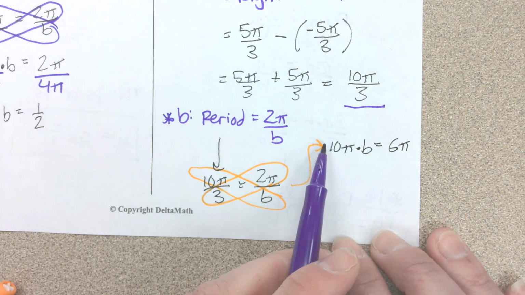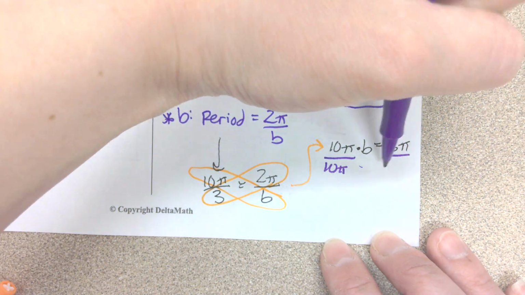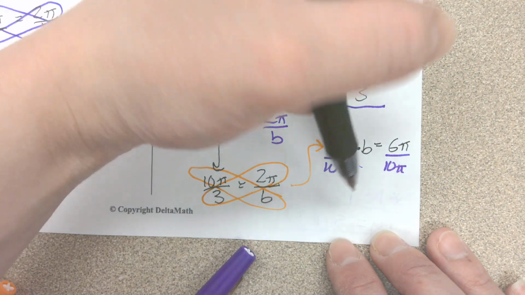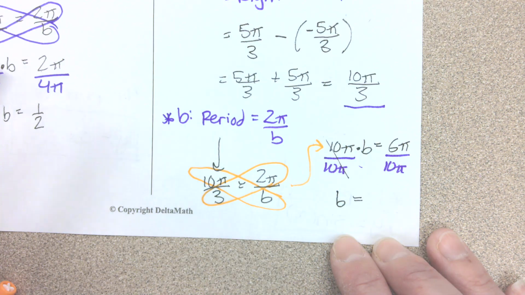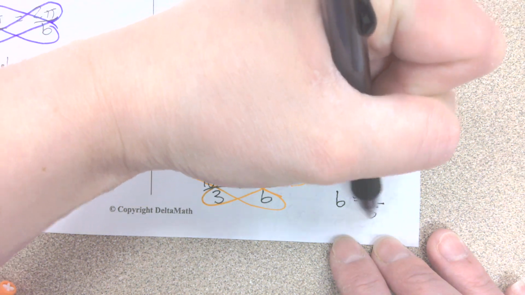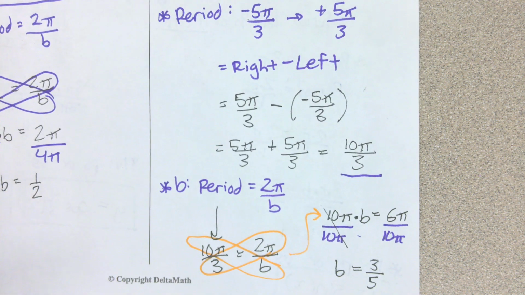And then to get the b by itself, we'll just divide off that 10 pi on both sides. This cancels on the left. B equals, the pi's will cancel as well. And then 6 over 10 reduces to 3 over 5, 3/5. That is our b value. Questions on this work I did down here?